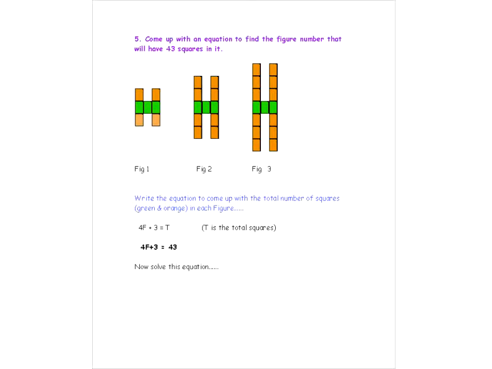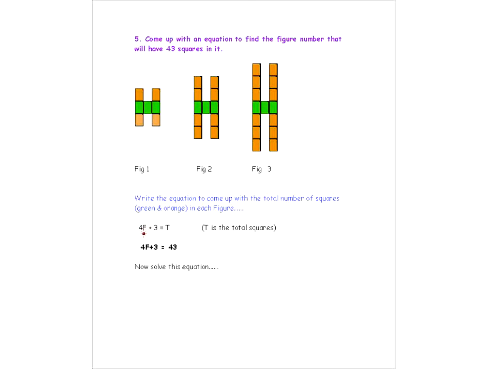Well, we said that 4f stands for the number of orange squares, and 3 is always going to be the number of green squares, right? No matter which figure number we're talking about, we always have 3. So we're going to add 4f plus 3, and that's going to give us the total number of squares each time.